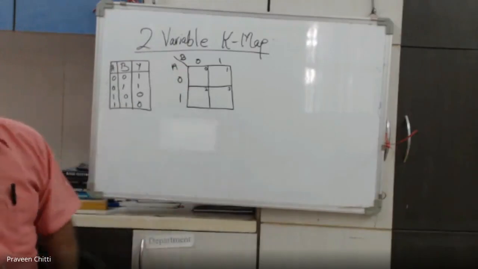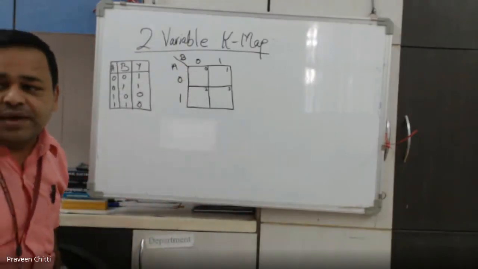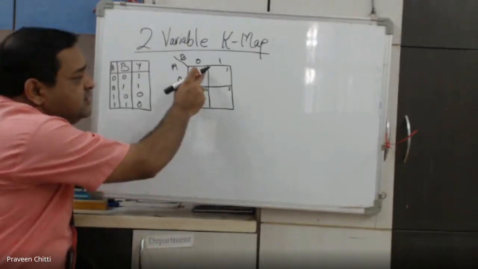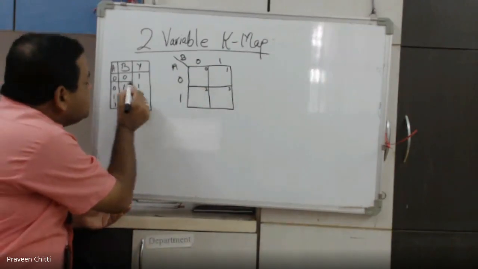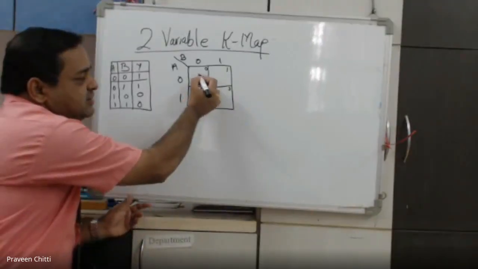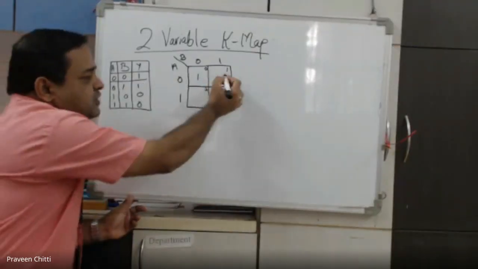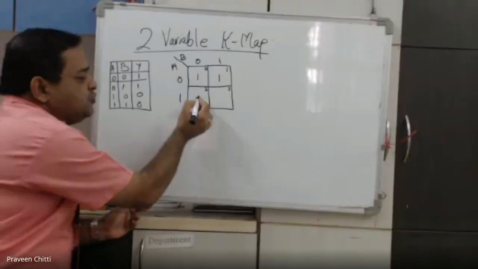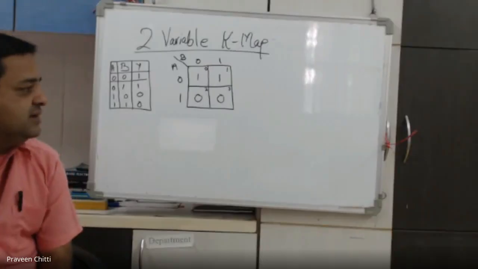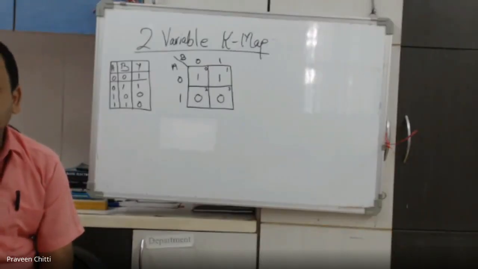Yes, right. Then the next step is to fill these cells of the K-map. What is the corresponding output for the 0th input? That output you have to write. So what should I write here? 1. Then the second output? 1. What is the third output? 0. What is the fourth output? 0. So like this, you have to fill the cells of the K-map.